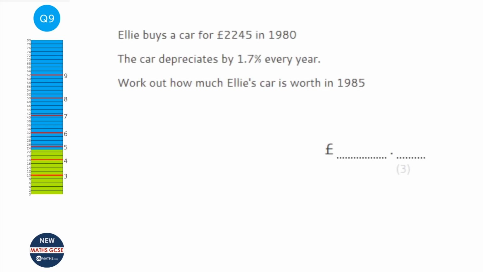Now I'm going to be using the multiplier method for this question. If you've got a different method that works really well, then stick with it. But you do need to know the multiplier method for the GCSE. Now the word that probably tricks most people is this one here. Depreciates means goes down. Okay, it means it loses value. So it goes down by 1.7% each year.